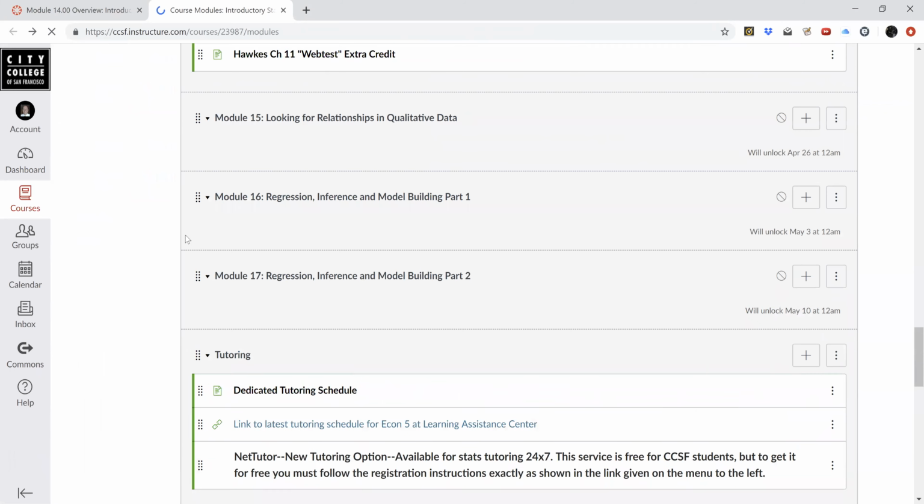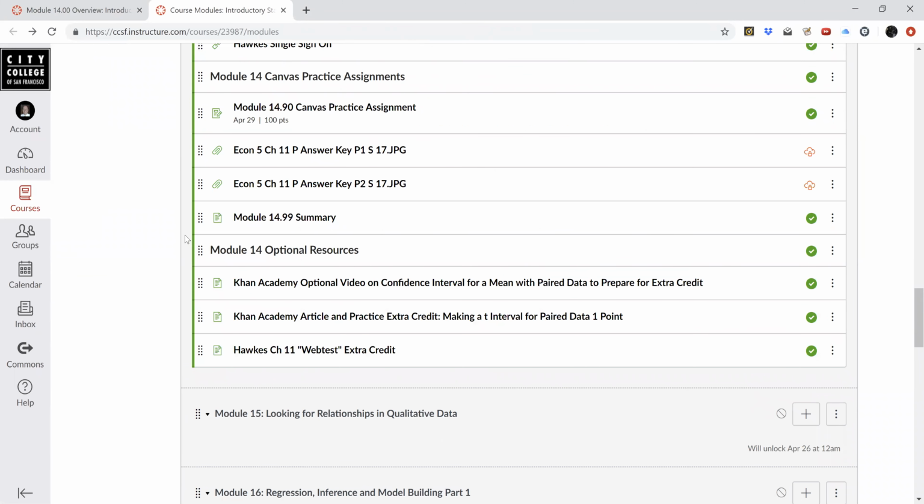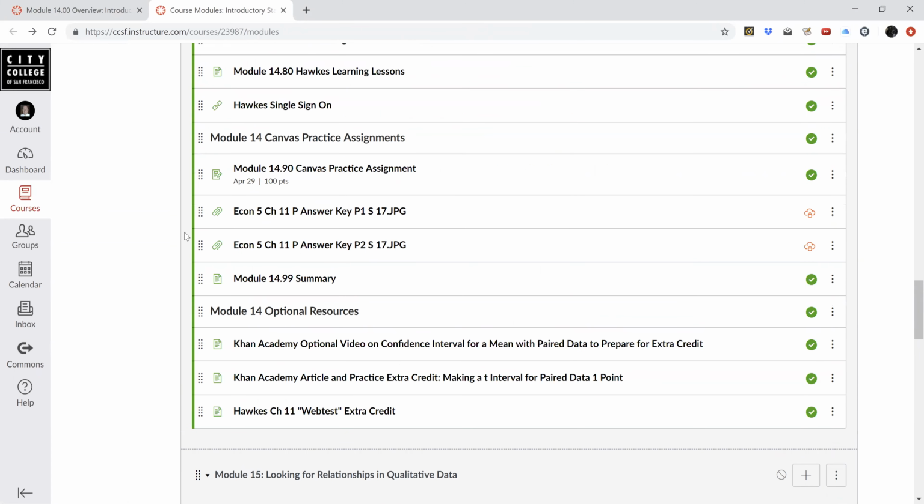There we go. In Chapter 14, then, we're going to be doing a Canvas practice assignment, just as we normally do. The answer keys will be available on Tuesday morning. So try and complete it by Monday to get credit so that you can then compare your answers to the answer keys on Tuesday morning. There are a few extra credit opportunities in this module as well that you can work on.